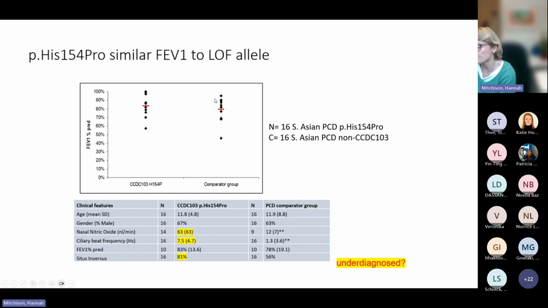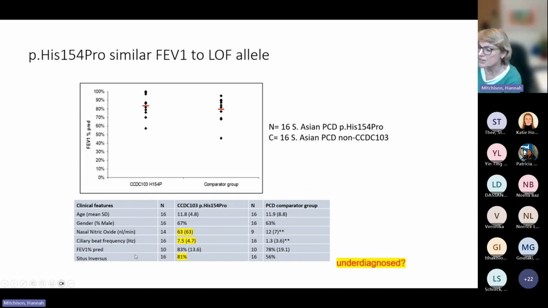Here's a comparator group of the same background, British Asians, but PCD caused by different genes, and they really have a similar drop in their lung function. But in the CCDC103s, we can see a really high level of situs inversus, 81% versus 56% in the comparator PCD group. Again, higher nitric oxide on average, quite high, and ciliary beating quite a lot.